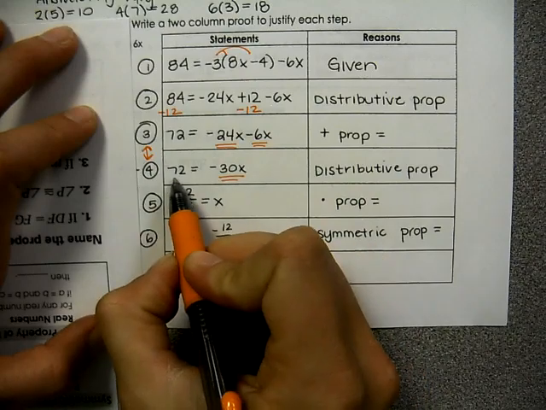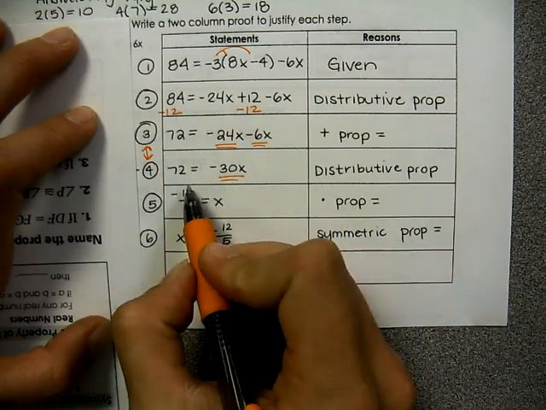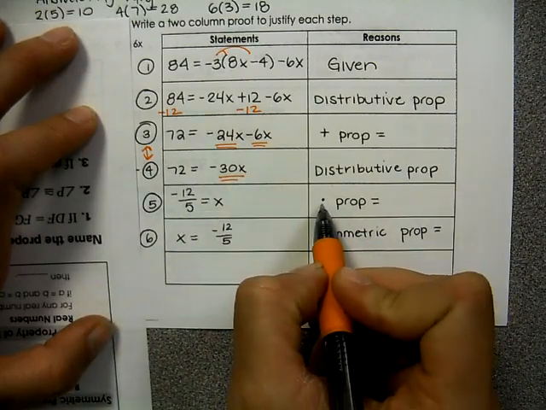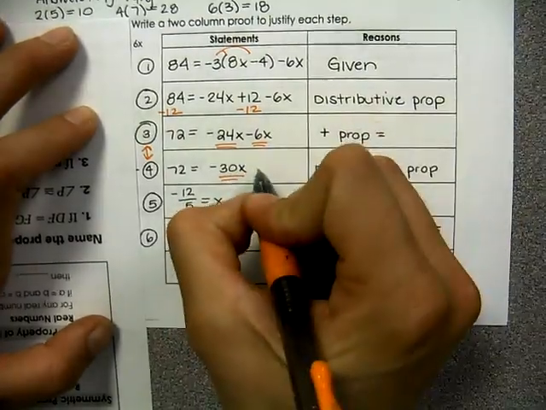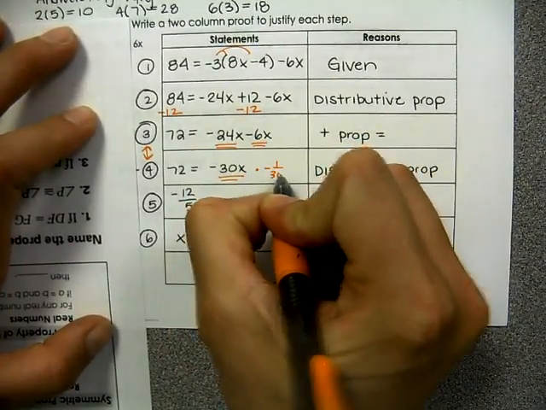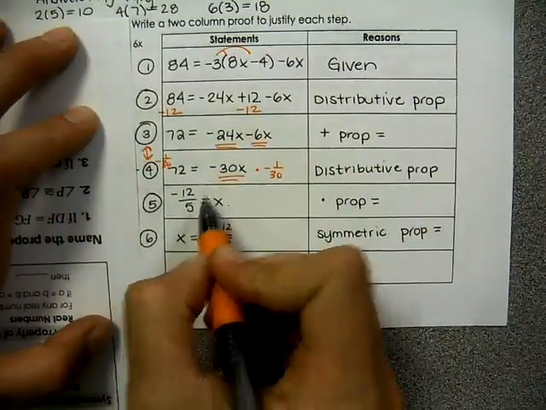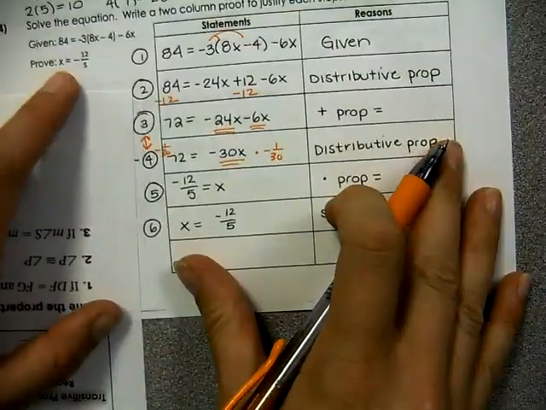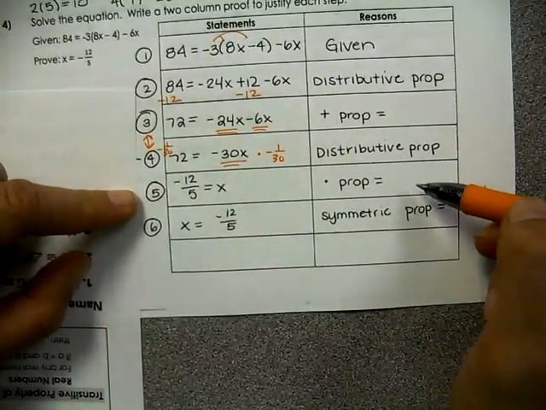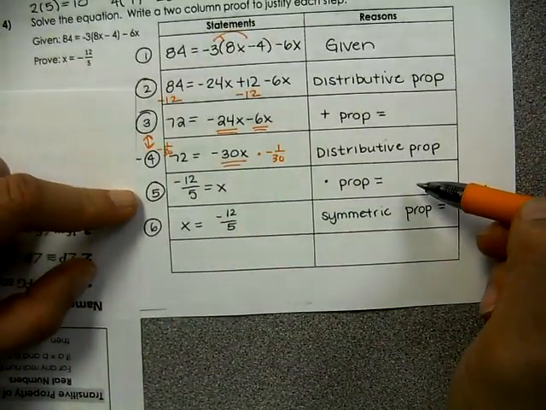Then I divide both sides by negative 30, but we know dividing by negative 30 is the same thing as multiplying by the reciprocal of negative 30. So you can think of this as multiplying by negative 1 over 30, which simplifies to this. Now, it says to prove, though, that x equals negative 12 fifths. So a lot of us might have stopped here, but we cannot actually stop there.